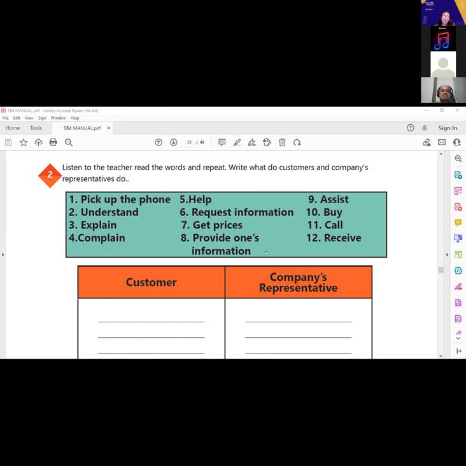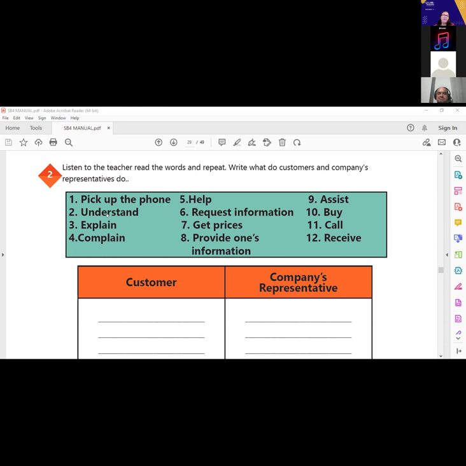Provide one's information, proveer la información personal, podría ser cuando usted va a hacer un contrato con alguna empresa de algún servicio, obviamente tiene que dar su información, right? Ya sea su nombre completo, número de DUI, dirección, bla, bla, bla. Assist es un synonym de help, assist, ayudar, ok, buy, purchase, call, and receive, right?